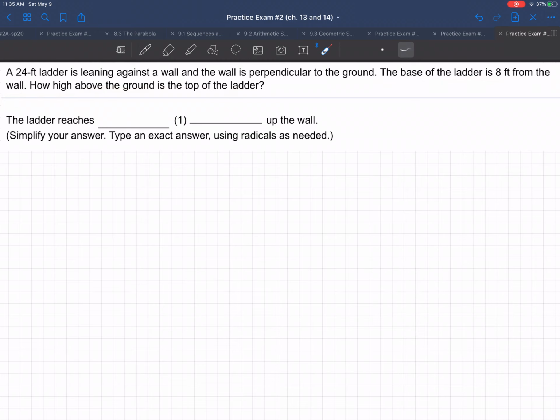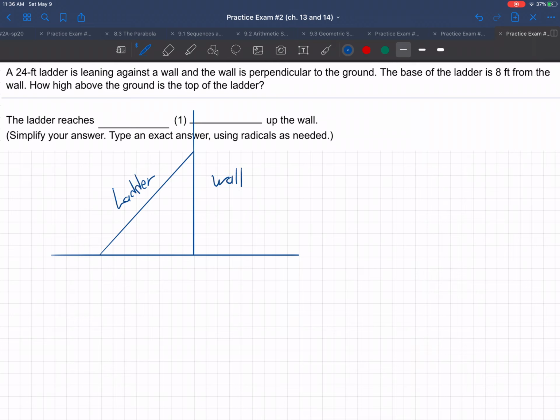Okay, so we need to draw a picture. A lot of the battle on this one's the picture. So let me draw the ground here, and we have a wall. And we have a ladder leaning against a wall, like that. Let me make this go up higher. So here's my ladder.